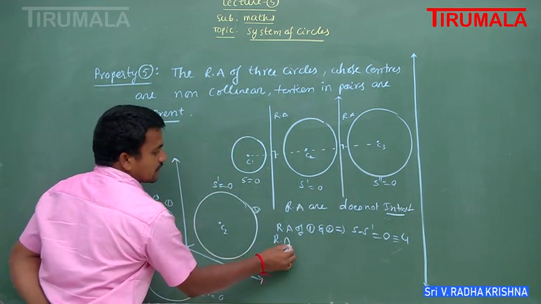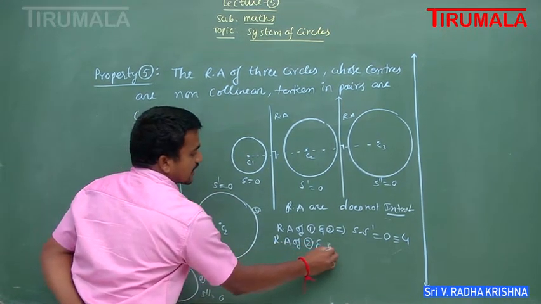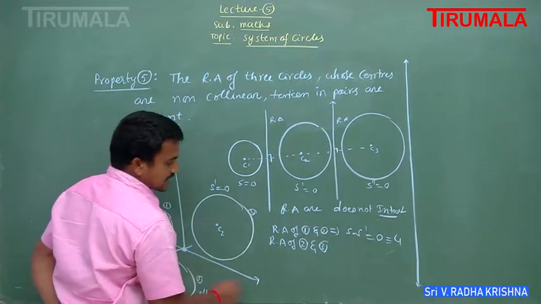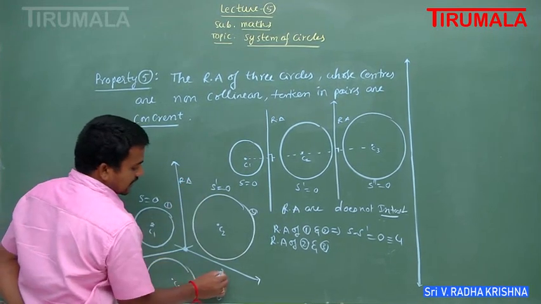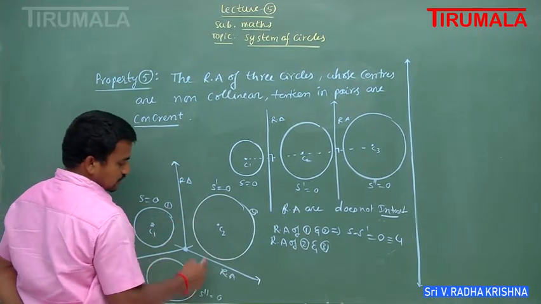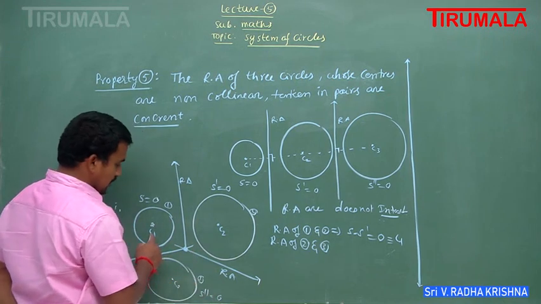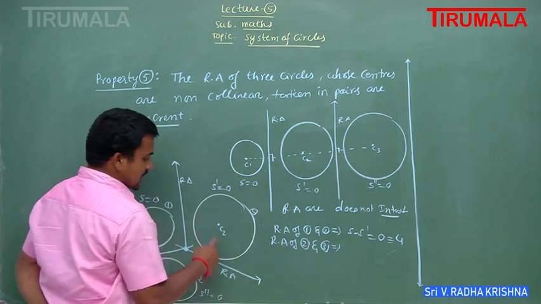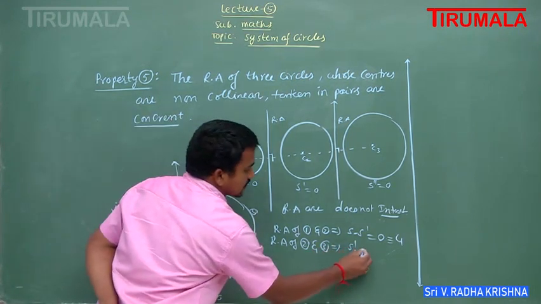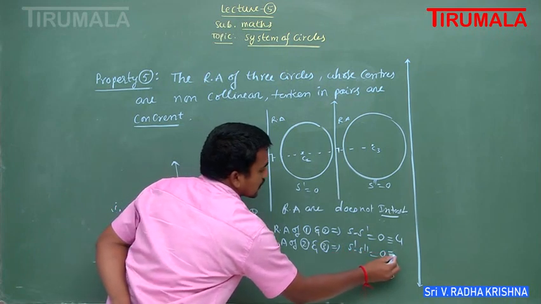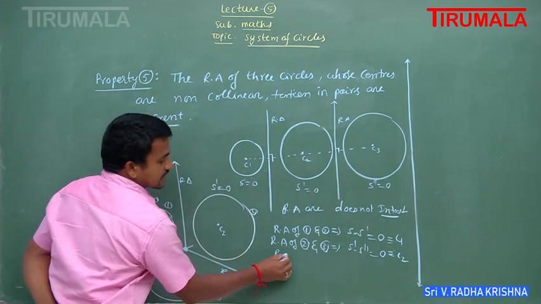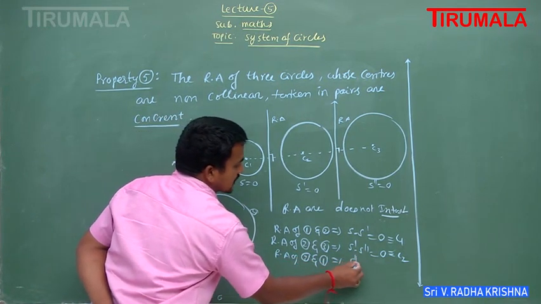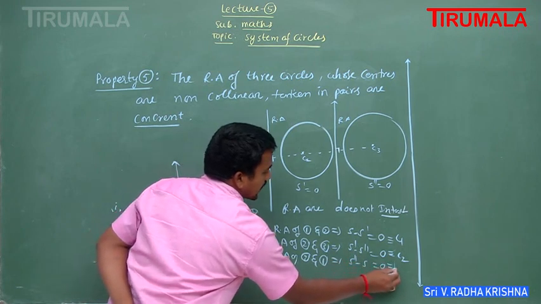The radical axis of 2 and 3 is this line. This is called the radical axis of 1 and 2, this is called the radical axis of 2 and 3, and this is called the radical axis of 1 and 3. The radical axis of 2 and 3 is S dash minus S double dash equal to 0, like L2. The radical axis of 3 and 1 implies S double dash minus S equal to 0, like L3.